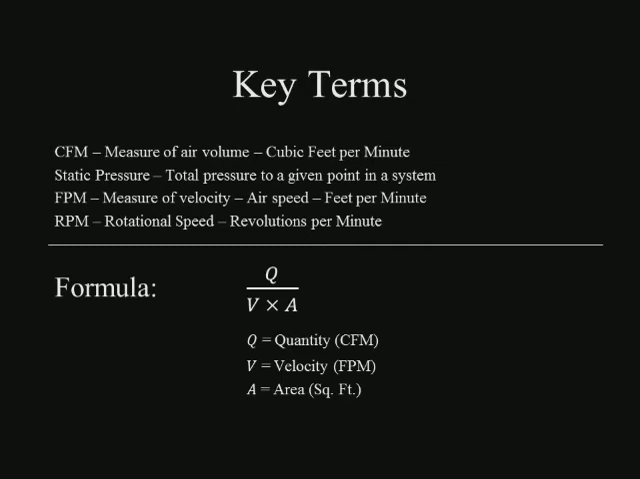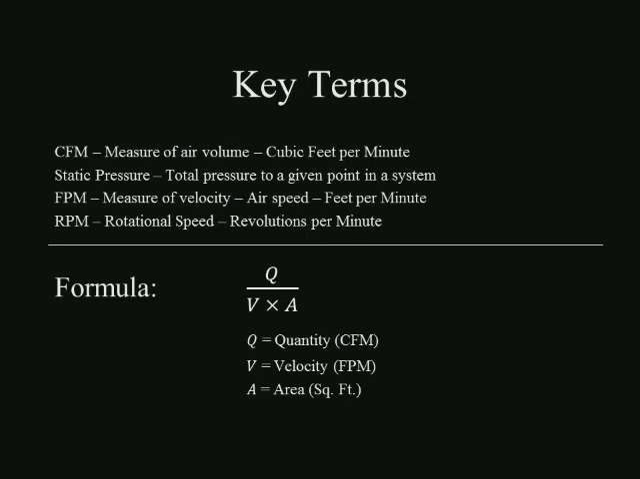CFM is cubic feet per minute. It's a measure of air volume, of how much air we're actually moving in the system. Static pressure is basically the amount of friction that's being caused in the duct and in the system just by the sheer fact of the air moving through it. Feet per minute is a measure of speed. It's how fast the air is actually moving through the system, through the ductwork or through our hose. Or it could even be considered as capture velocity at a tailpipe adapter or a welding nozzle, for example.